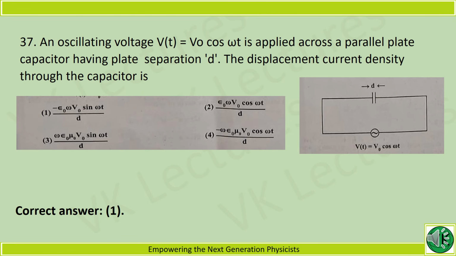An oscillating voltage V of t equals V naught cos omega t is applied across a parallel plate capacitor having a plate separation d. The displacement current density through the capacitor is, the correct answer is option 1, minus epsilon naught omega V naught sine omega t by d.